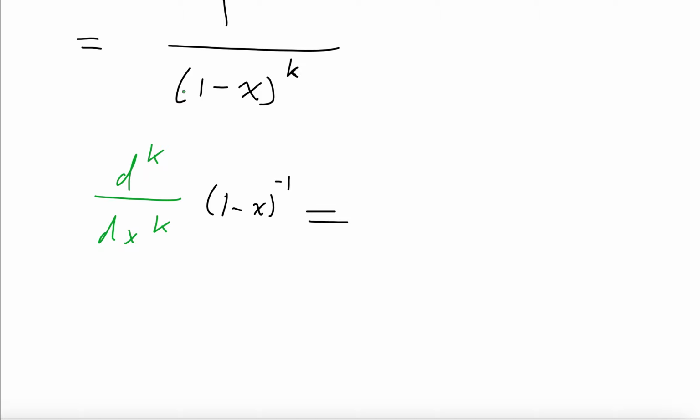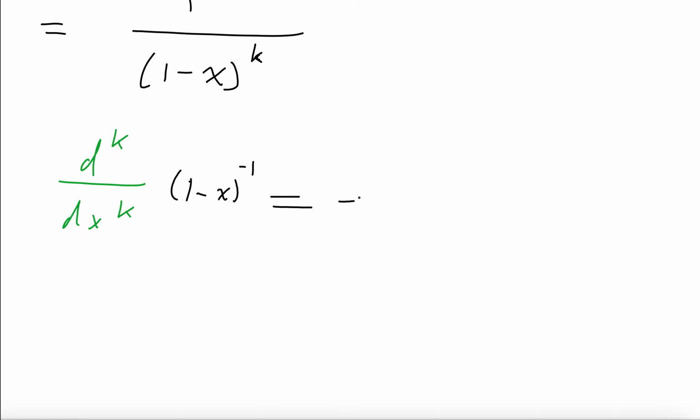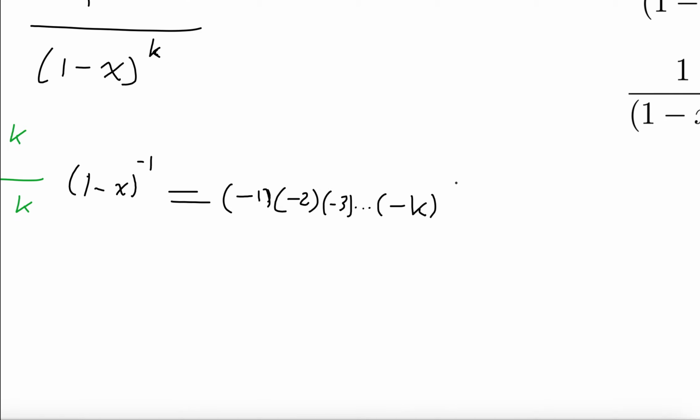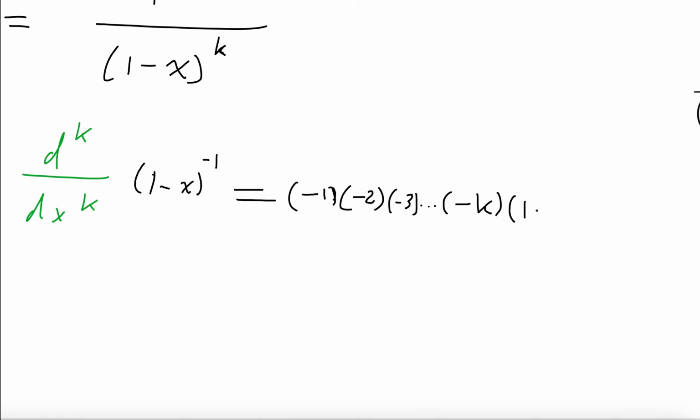So what do we get after k of those iterations? Well, we start with minus 1, then we have minus 2, minus 3, and so on, all the way up until, and this is where you have to be careful, you get minus k. And then what you get after this is (1 minus x) to the power of minus 1 minus k.